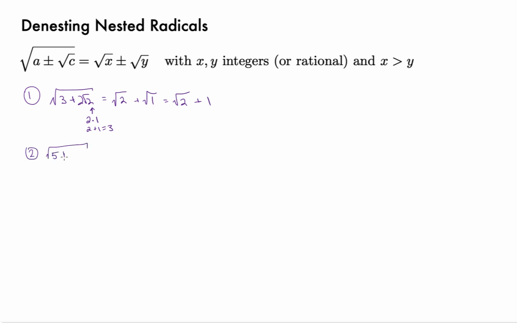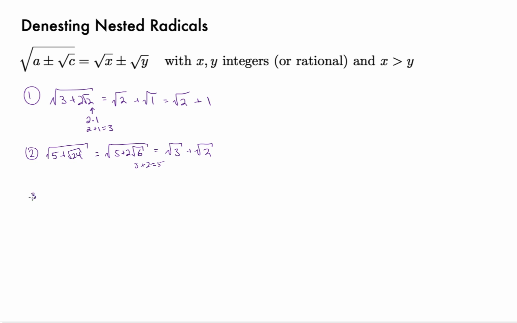Now let's look at the square root of the quantity 5 plus the square root of 24. Now there's no 2 in front, but we can bring a 2 out if 4 goes into c, in this case 24. And 4 does go into 24, we can bring that 4 out, with 6 left over inside the square root. Now all that we need to find is two numbers that multiply to 6 and add to 5. That's 3 and 2. So this is the square root of 3 plus the square root of 2.